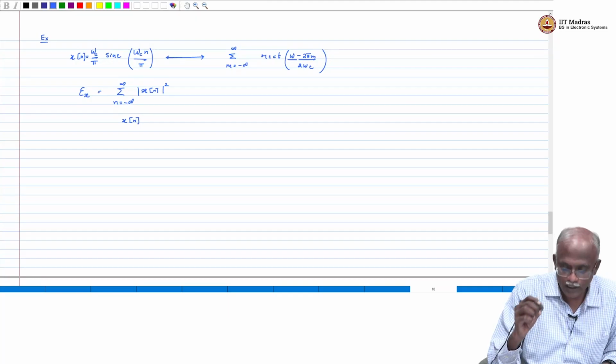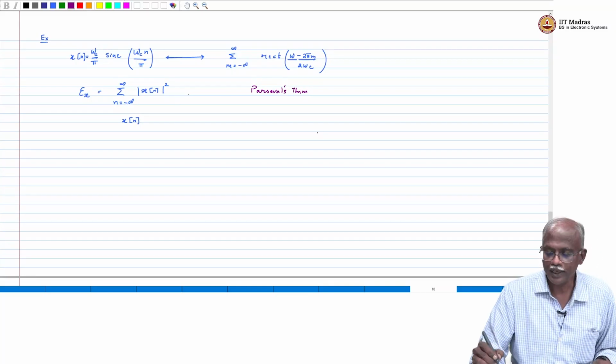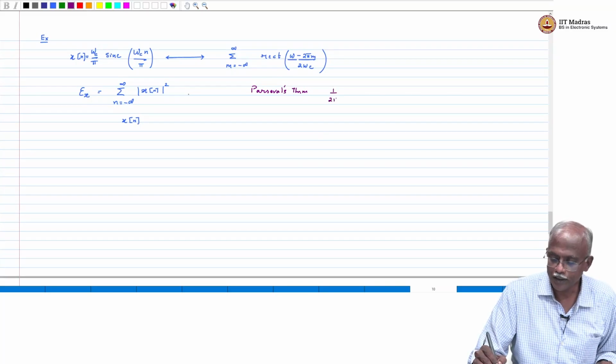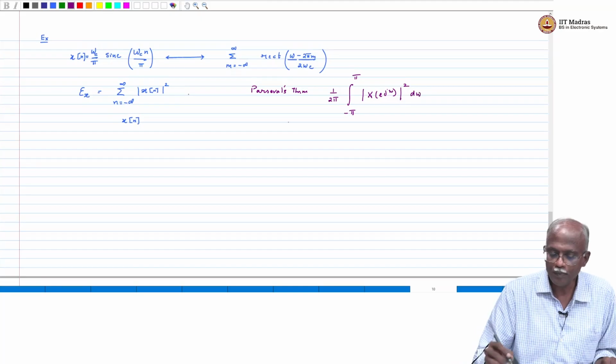On the other hand, if you were to say, rather than doing this, I am going to use Parseval's theorem. Parseval's theorem says that the energy in the time domain can be computed in the frequency domain as well. How can it be computed? You take 1 over 2 pi, integral from minus pi to pi, of X e to the j omega magnitude squared d omega over one period.